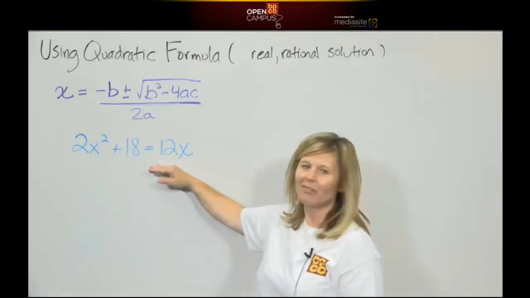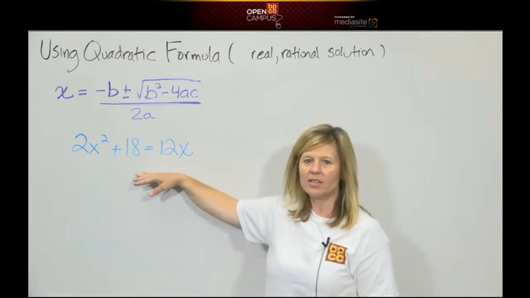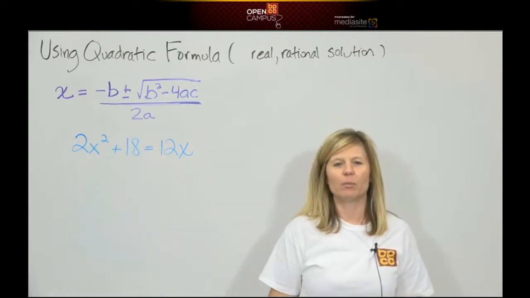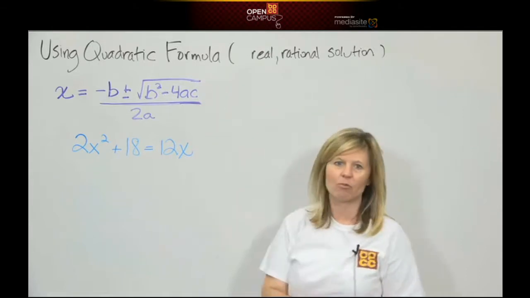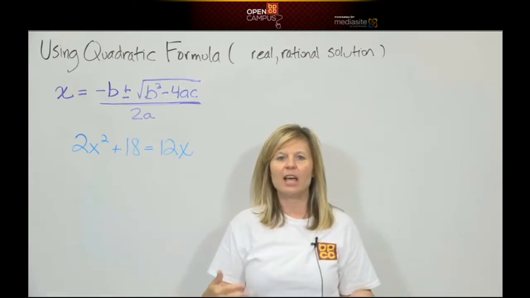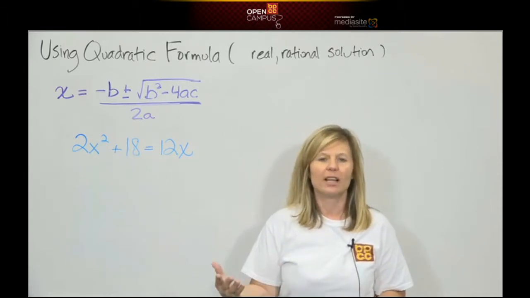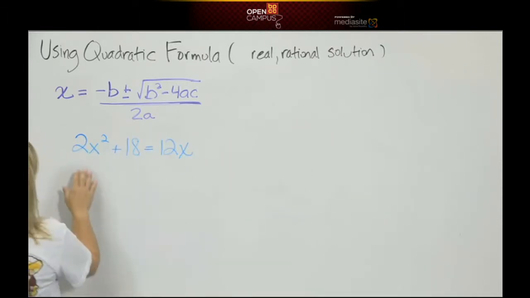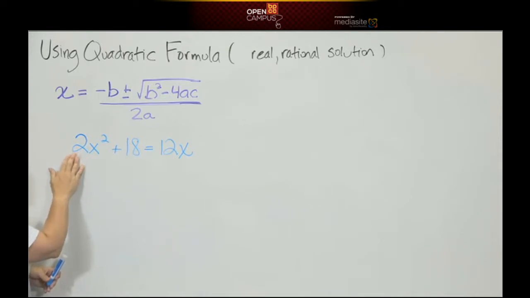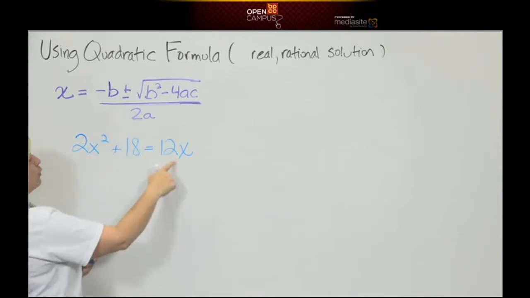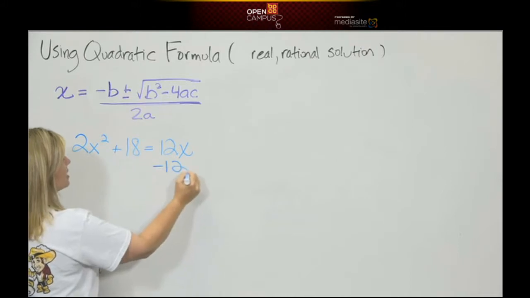Okay, so we have a quadratic equation, and we want to solve it by using the quadratic formula. So the formula's up here. We have it written. We need to get our values of a, b, and c. But wait, this equation is not set equal to 0. So let's fix that. We do not want to move the 2x squared because that coefficient is positive. So we move the 12x over to the left side by subtracting.